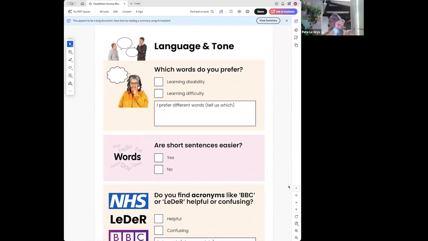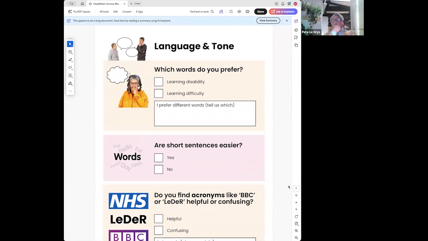Language and tone. One of the things working with the different groups was you could see where there were fingerprints, where people had done a lot of work on things like terminology about which words do you prefer. And where that came out the most was in this question. I'd ask the question and it was like, learning disability. So you could see that had bedded down, and that was a really important thing.